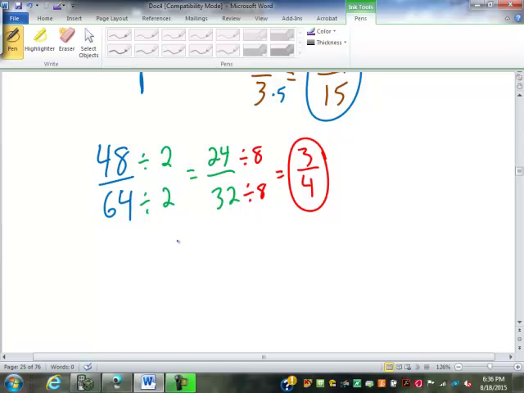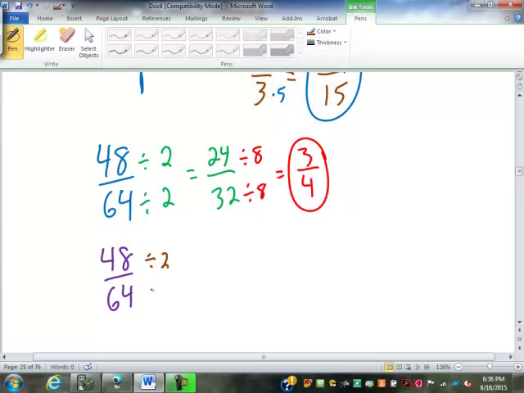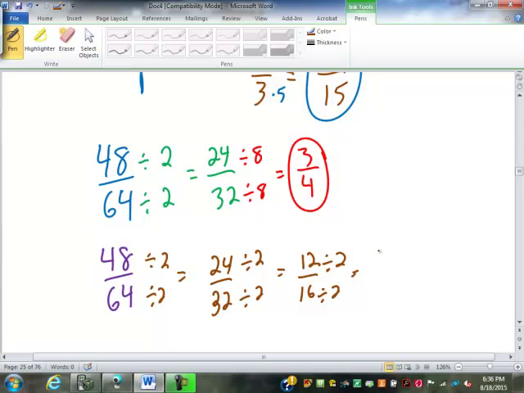But you don't have to find the biggest number right away. A lot of us were told that you have to find the largest number that divides into both of them. That's not true. In fact, I could have taken the 48 over 64. We saw that's divisible by 2. The 24 over 32. They're both still even, so we could just keep dividing by 2 again. 12 over 16 and keep going. And we're still eventually, I apologize for my handwriting there, going to get down to 3/4.